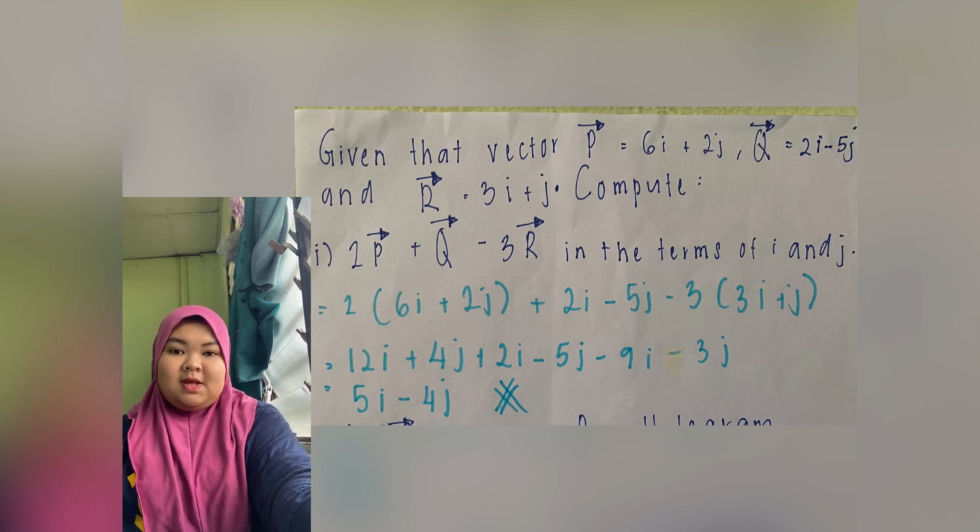Same goes for the 3r, but for 3r, everything needs to be multiplied by -3. Then, solve it by the same letter, for example, i with i and j with j. Then you get the final answer, which is 5i minus 24j.